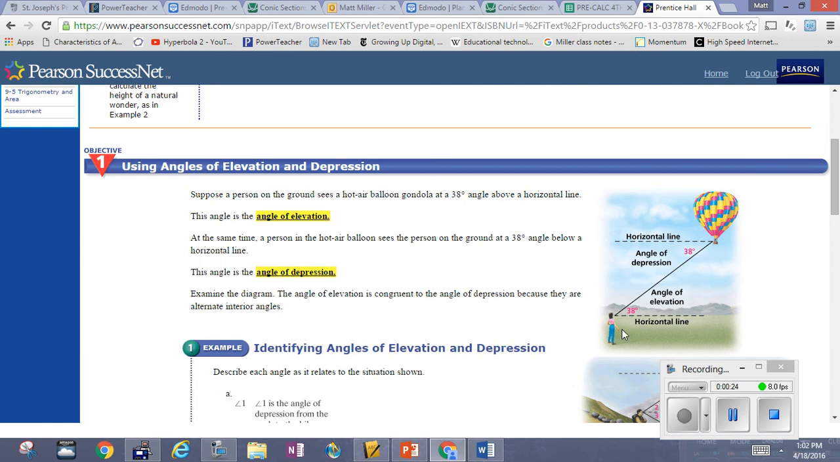Now, the person on the ground here spots the balloon. She's looking up. Her line of sight is making an angle of 38 degrees with the horizon. That's called the angle of elevation.